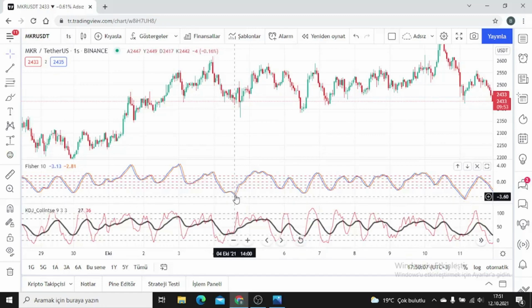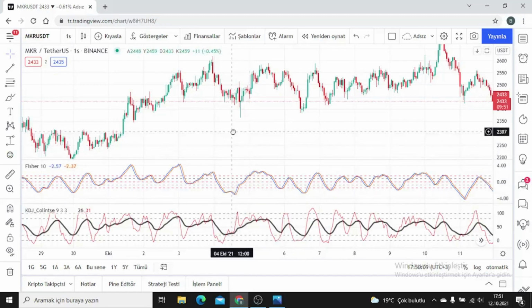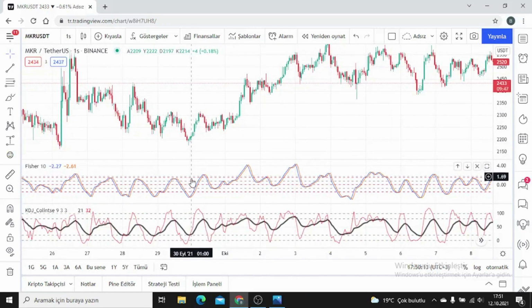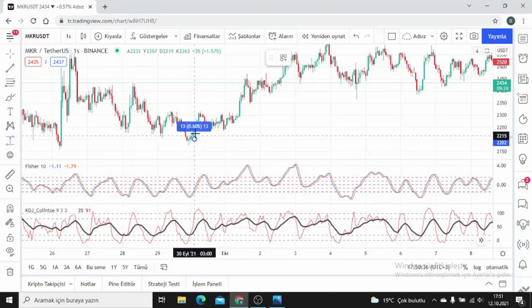Let's go back a little. For example, here, friends. Here, both Fisher gave a buy signal and KDJ gave a buy signal, as you can see, in a 1-hour period. And from the intersection point, it went up to the hill over there. So let's assume we're not buying from that candle, but from its closing. It has brought a profit of 4.5%, 5% from this region to the intersection.